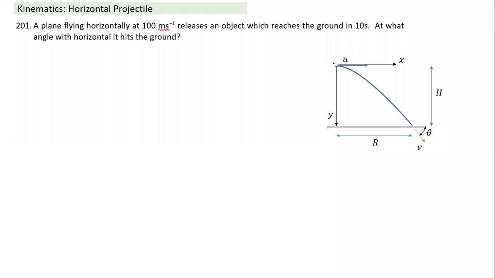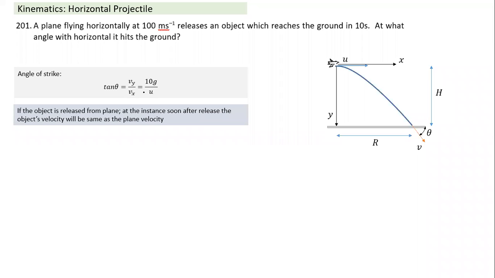So first, what are the things we need to keep in mind? This is where the plane is flying, and as the plane is flying, it has a horizontal velocity. So for the angle of strike, we have to find at what angle with the horizontal it hits the ground. The angle is to be measured from here, and whenever the angle is measured from the horizontal, the y component is in the numerator and the x component in the denominator. So here it hits the ground after 10 seconds. Very easy: Vy will be equal to 10 into g after 10 seconds, and Vx will remain u, which is the speed given here.